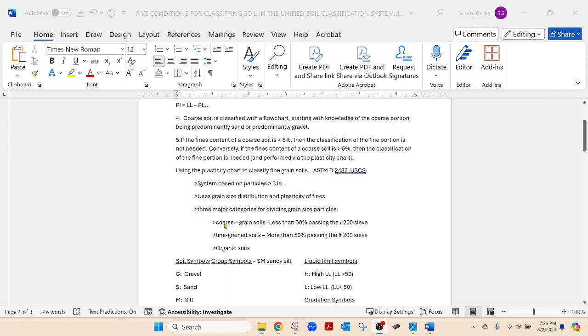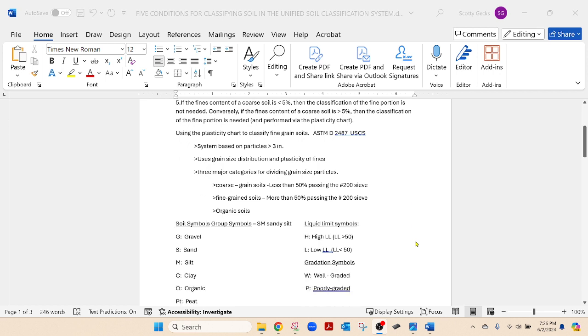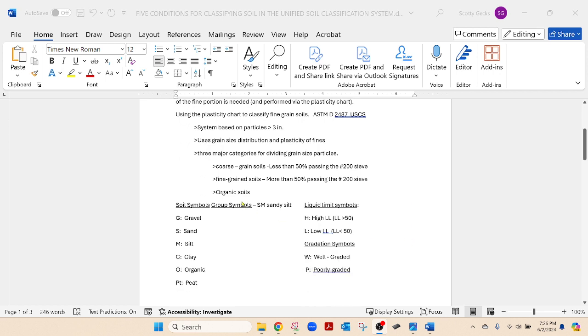Greater than coarse would be cobbles and things like that that we don't really classify. Organic is like peat, and we don't deal with that for structural foundation kinds of things. There are group symbols: G for gravel, S for sand, M for silt, C for clay, O for organic, and PT for peat if you're going to use it.